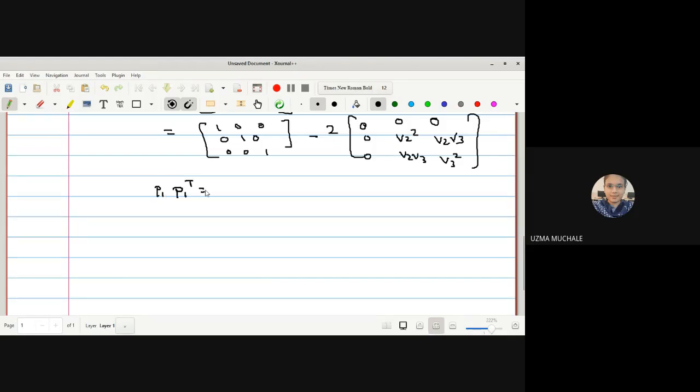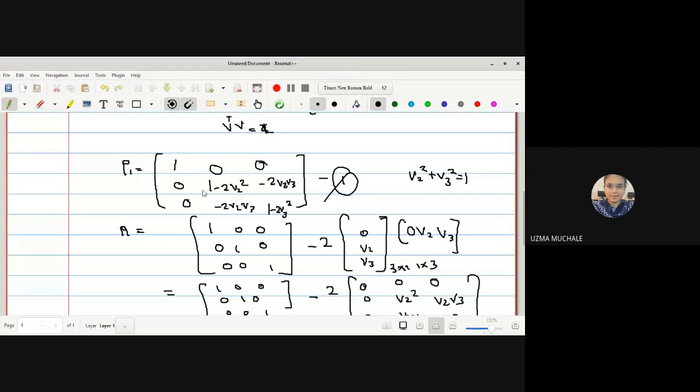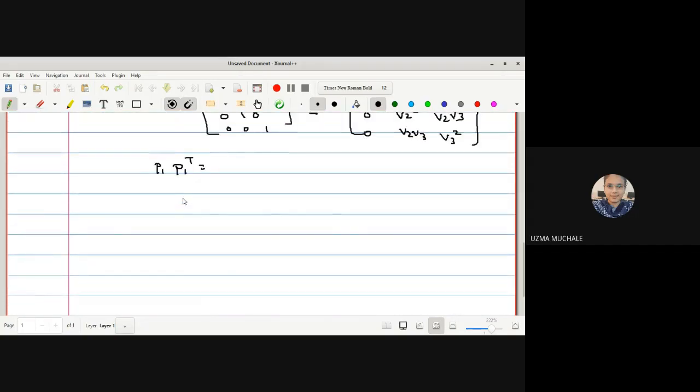P1 transpose. That is why I told you that you should know the properties of orthogonal matrix. By seeing P1 itself, you can see this is an orthogonal matrix. If you multiply any column or any row, suppose I multiply this row with this column, what will be the resultant? It is equal to 1. Okay, these are very important properties of orthogonal matrix.